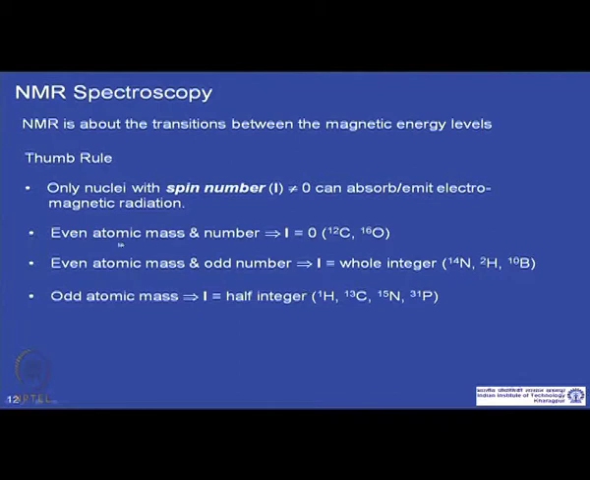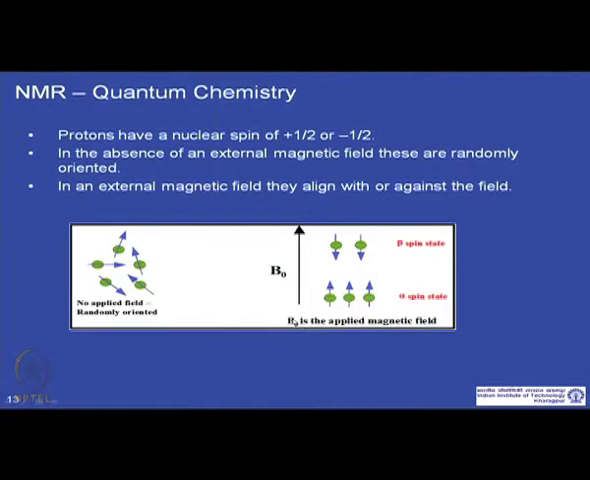If the atomic mass and atomic number are both even, then I is 0, so they are NMR inactive. If the atomic mass is even and the atomic number is odd, then I is a whole integer, and all nuclei having odd atomic mass have half-integer values. So, proton and carbon-13 all have an I value of half.